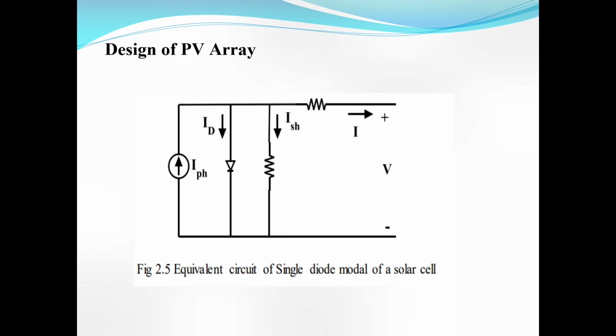This is the circuit diagram of the PV array. In this, the radiation falls on the PV array, and the current flowing from this is called the photovoltaic current, and the current flowing through the diode is called the diode current. This is the shunt resistance, and the current flowing through it is called the shunt resistance current, and this is a series resistance, and thus we get the total amount of current I, and the output of this circuit is called the voltage V.